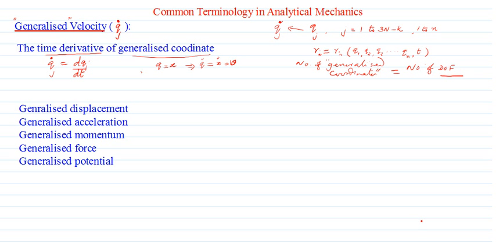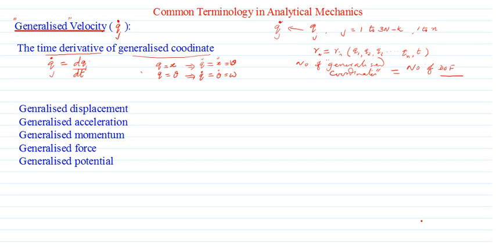Now in some problems, like the case of the simple pendulum, we have seen that the generalized coordinate can be an angle. In that case, the generalized velocity of the system will be theta dot. And what is theta dot? That is what we call angular velocity. So these two things we can accept, because at least they are either linear velocity or angular velocity.